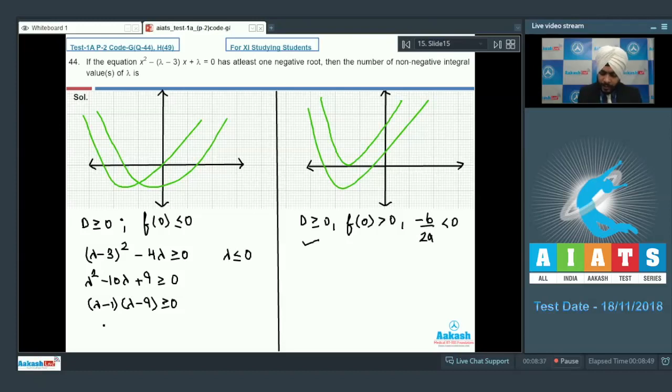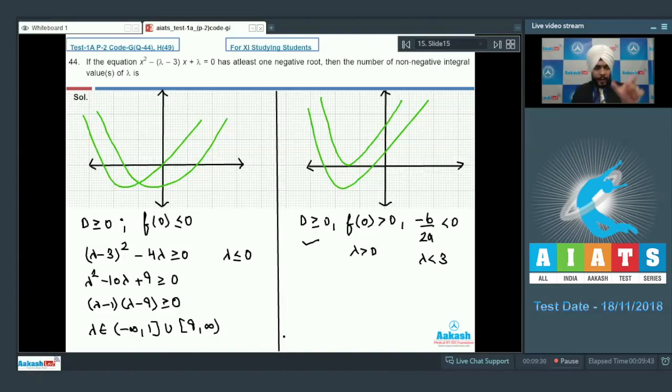This condition will be the same as this one. f of 0 greater than 0 will give me lambda positive. So minus b by 2 is negative. Minus b by 2 will be (lambda minus 3) by 2. So (lambda minus 3) by 2 is negative, means lambda is less than 3. From here I am going to get lambda belongs to minus infinity to 1 union 9 to infinity.